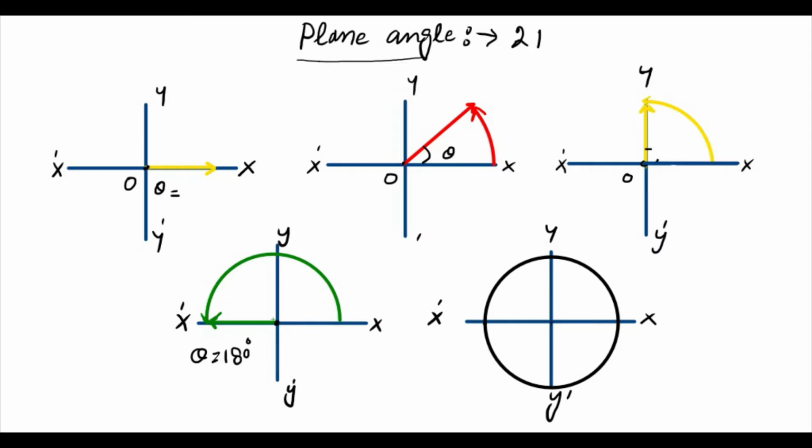Today we will try to learn what the plane angle is, which is one of the supplementary units. Plane angle generally refers to a two-dimensional surface. For example, if we have a 2D surface and we want to measure angles in radians, how can we do that? Today we will learn that.